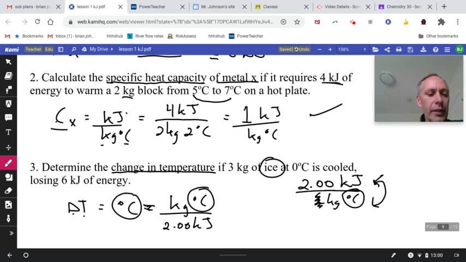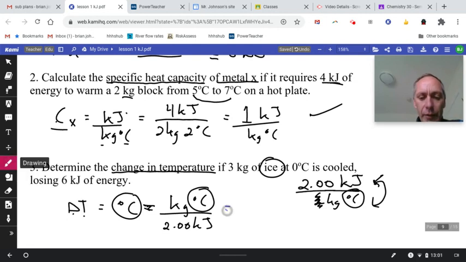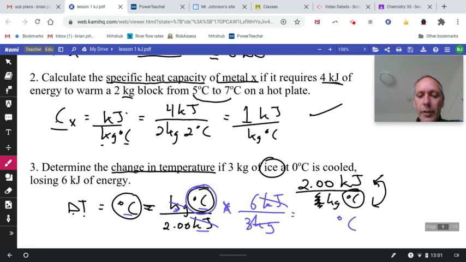I want to cancel out the others. Let's flip our colors a little here. Okay, so how do I do this? Degrees Celsius stays. I need to get rid of kilograms, so I need to put it on the bottom. That's times 3 kilograms on the bottom, and then those cancel. And I need to put my kilojoules on the top, 6 kilojoules, and then those cancel. All I have left is degrees Celsius on top, which is what I'm looking for. 6 on top divided by 2 times 3, or 6 on the bottom, is 1 degree Celsius, 1 sig dig.